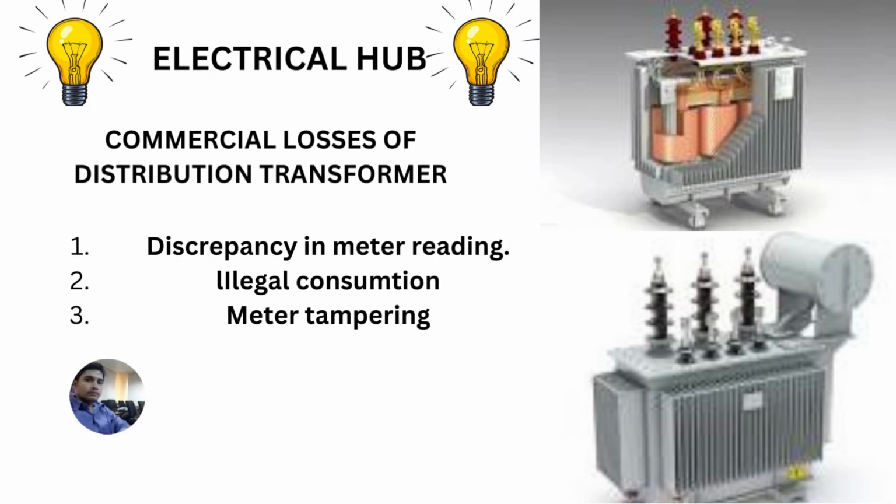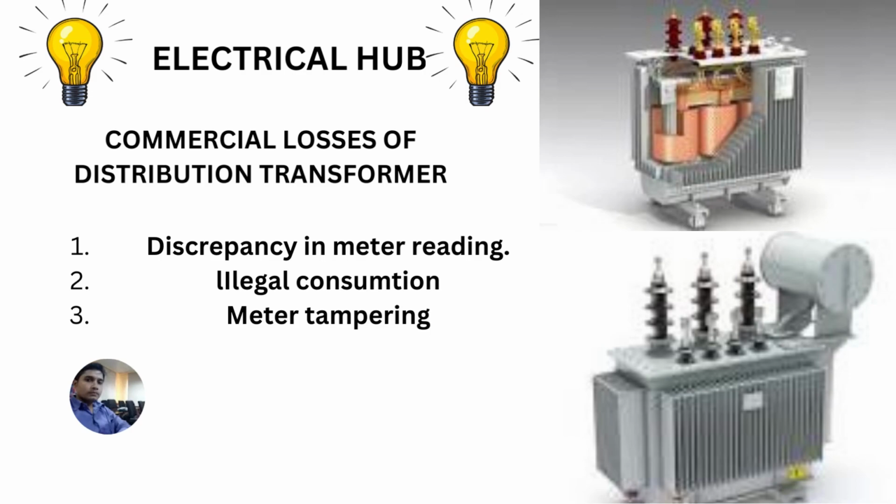Commercial losses of distribution transformers. There are a few causes for the commercial losses of distribution transformers. Let us discuss one by one. First, discrepancy in the meter reading. At some flats or some buildings, some houses are locked for some time. So when the person comes to take the meter reading, he cannot get the accurate reading. So it causes a commercial loss.